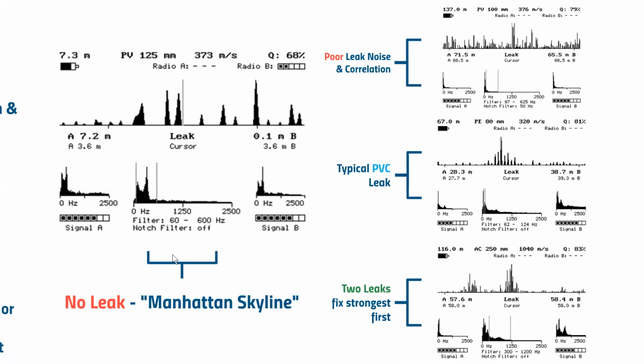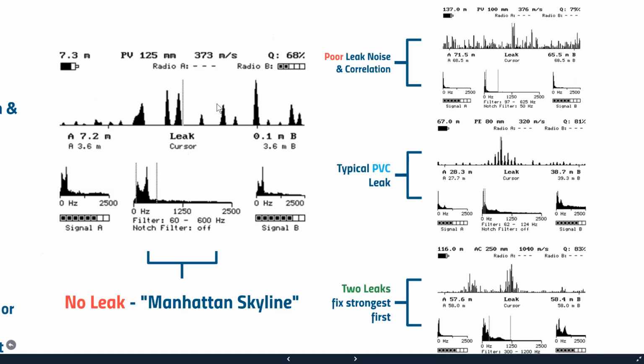And of course, when you don't have a leak, using the 610 correlator graph screen, you have what we call the Manhattan skyline. No common sounds are being generated on the length of pipe between your A and B sensors, and therefore you get a very low quality or no correlation at all. You can see here at the top example, poor leak noise and poor correlation. A lot of noise, a lot of dissimilar sounds emanating from the pipe. Nothing certainly that the two sensors are able to focus on.